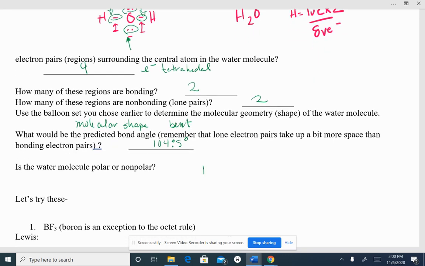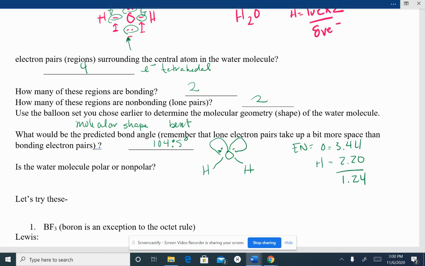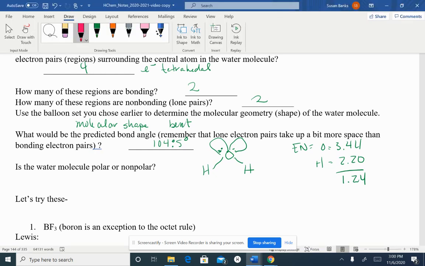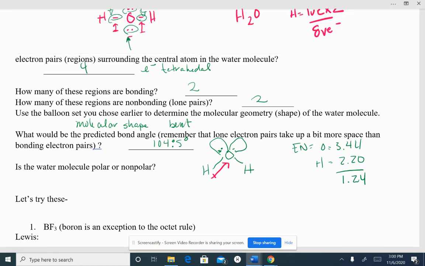Okay, now let's look at that geometry here. If I really draw it the way it is, with this lone pair out here, and this lone pair out here, now my electronegativity of oxygen is 3.44. And my electronegativity of hydrogen is 2.20. So my difference here is 1.24. It's very high, very, very high. So let's see. Oxygen is definitely going to be more negative.